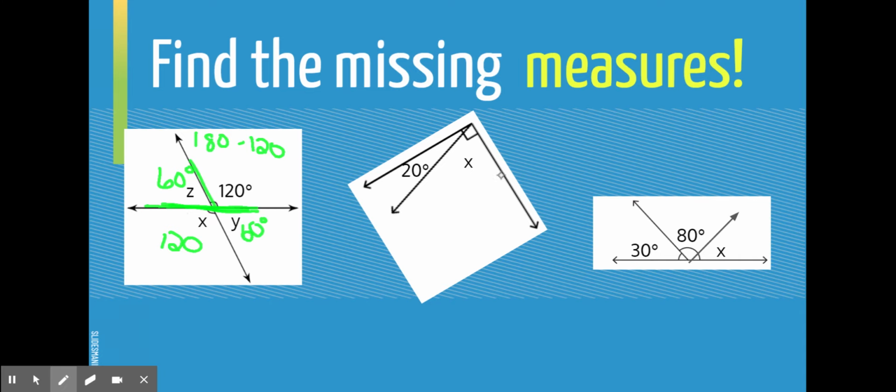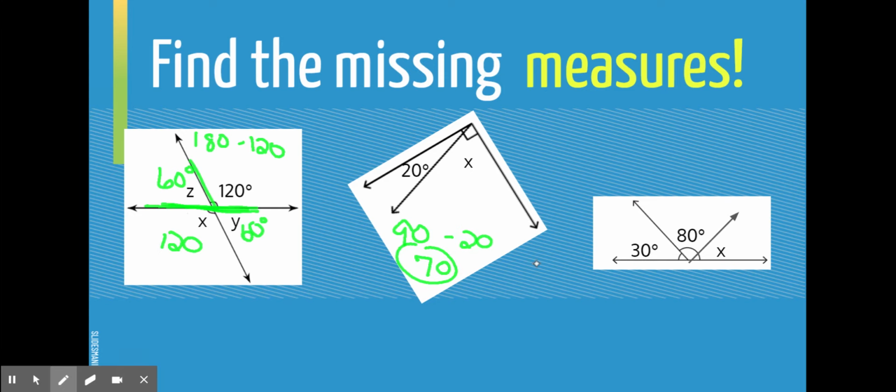All right, let's look at this one in the middle. It's sort of turned funny, but do you see your corner? Do you see the corner? Do you see the right angle box? So that means these two angles are complementary. They add up to 90 degrees. So if one of them's 20, I'm going to say 90 minus 20, and I get X is 70.